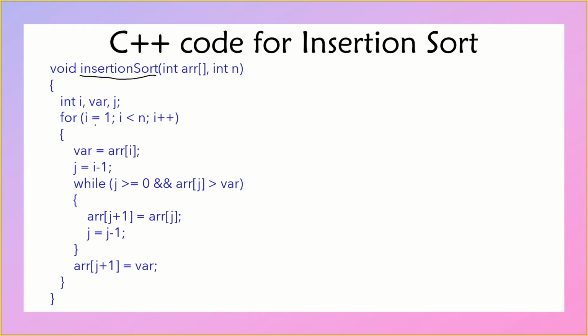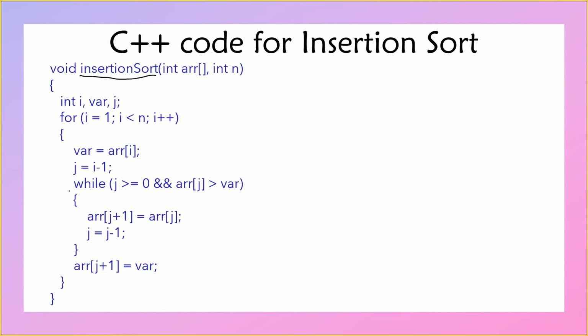This is the outer loop which starts with 1 because we are going to consider that the element on the left hand side right now at index 0 is already sorted. So we store this value in variable var and we start the j loop with one value less than the value stored in variable i. So j is going to be 0 right now.